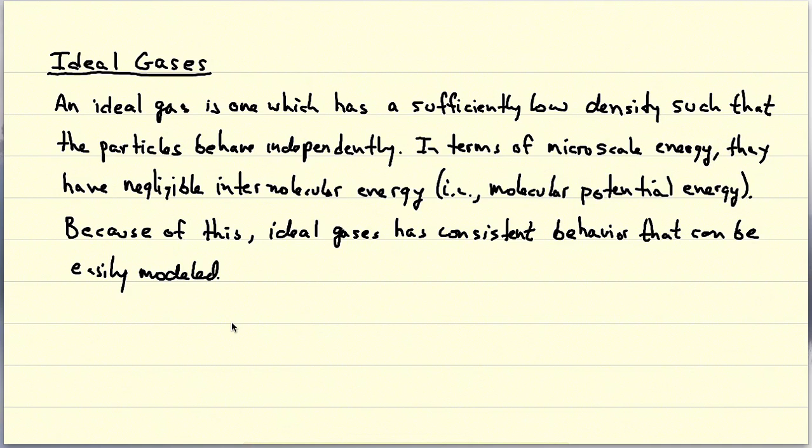So in terms of microscale energy, remember we had 3 types of microscale energy that we talked about. We said there was molecular kinetic energy. We said that there was intermolecular energy, which would also be the same as molecular potential energy. And then the third type is the intramolecular energy, and that's capturing all of the energy that happens among atoms that are composing a molecule or among particles that are composing an atom.